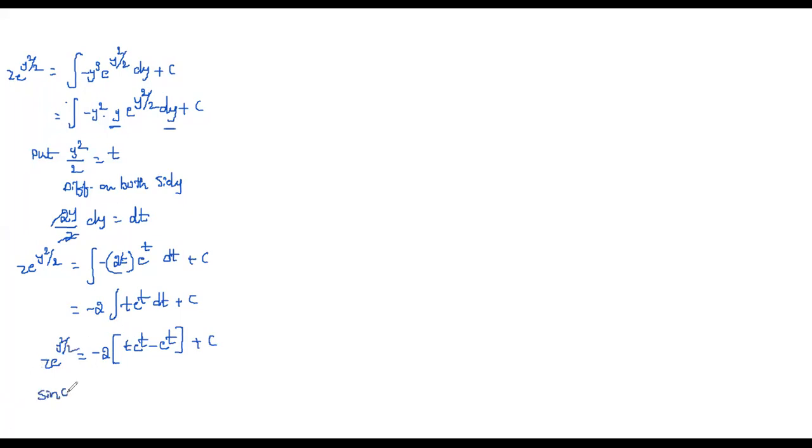Since t is equal to y square by 2 and z is equal to x power minus 1, we can substitute all those things. Here x power minus 1 and e power y square by 2. In these two terms, e power t is the common factor. So we write outside minus 2 into e power t, that is e power y square by 2, and then t minus 1, plus c.